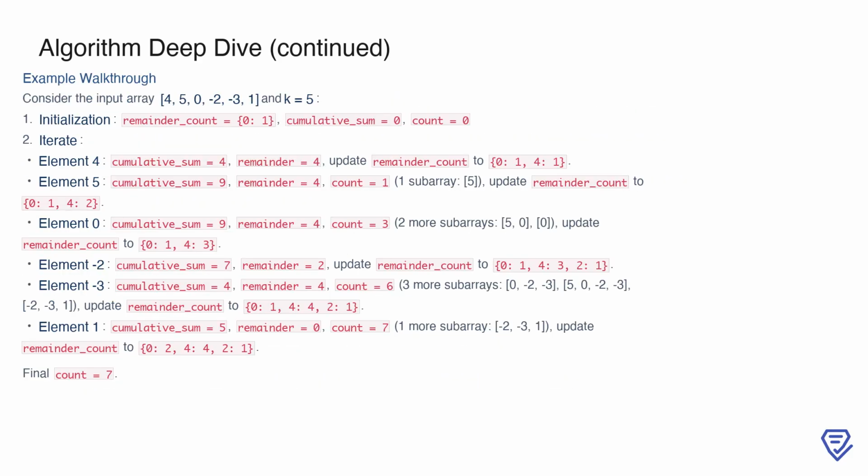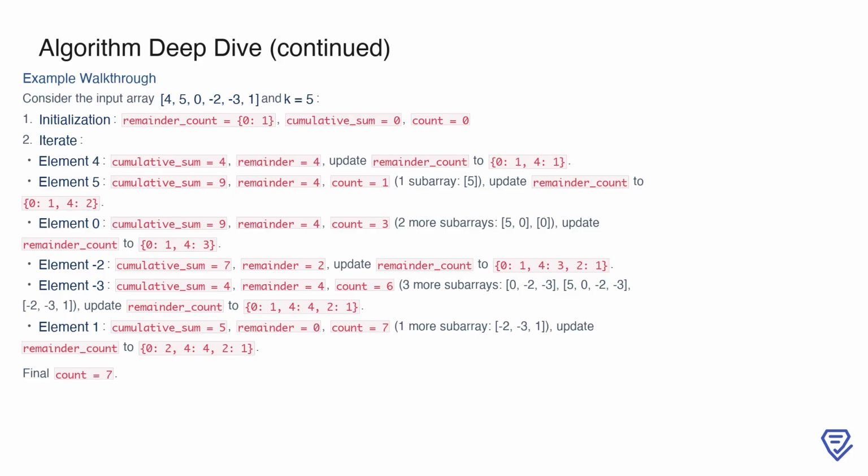To see how this algorithm works in practice, consider the example array 4, 5, 0, -2, -3, 1, with k equals 5. We start by initializing the dictionary remainder_count with 0: 1, and both cumulative_sum and count are set to 0. As we iterate through the array, we first encounter the element 4. Adding it to the cumulative sum gives 4, and the remainder is also 4. We update the dictionary to 0: 1, 4: 1.